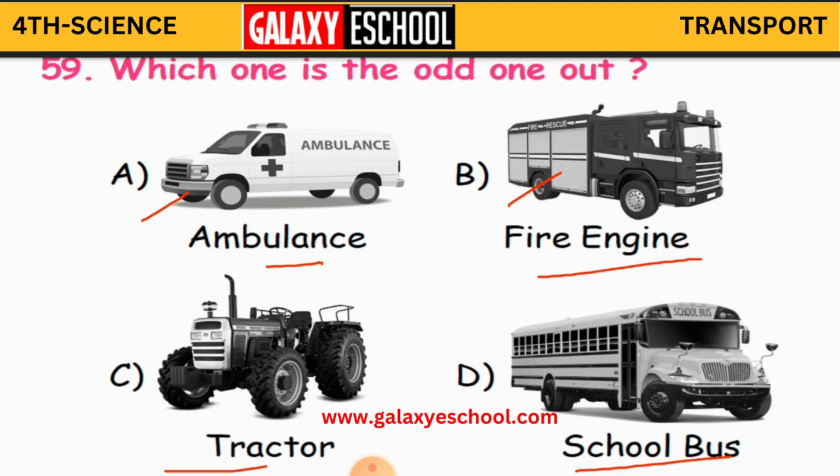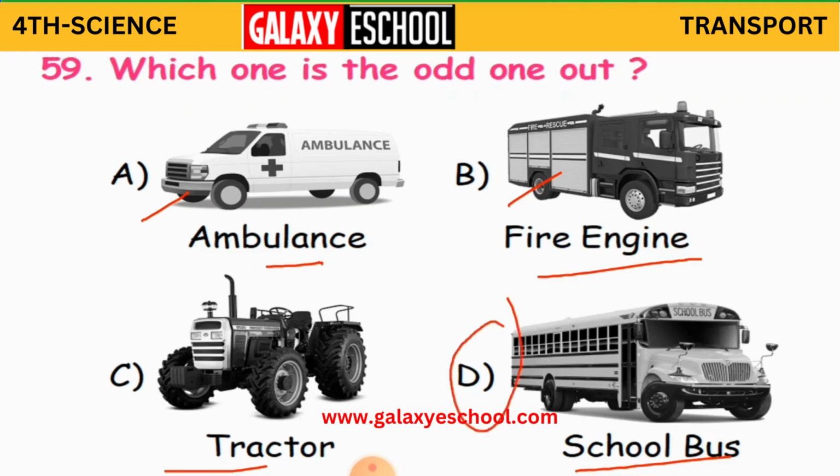And school bus. What is the school bus? Where school students travel. So which is the odd one, children? Which is going to carry the passengers here? The school bus. Yes. So that is why D is the correct answer.